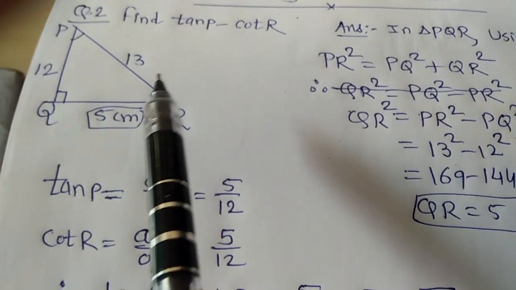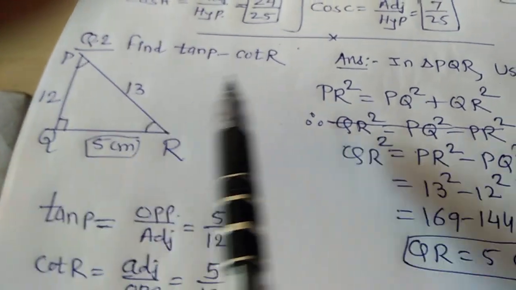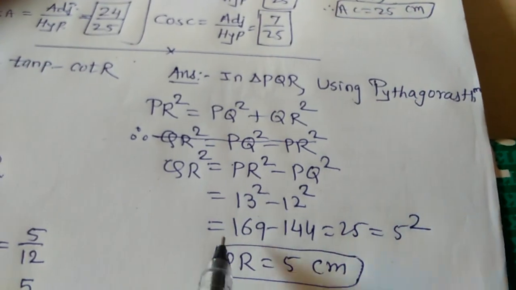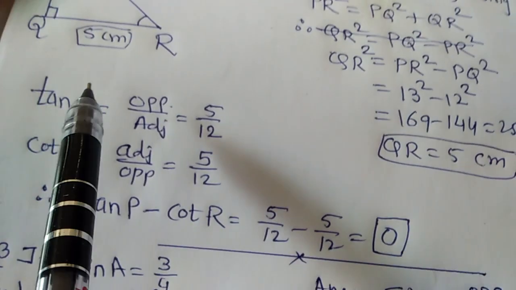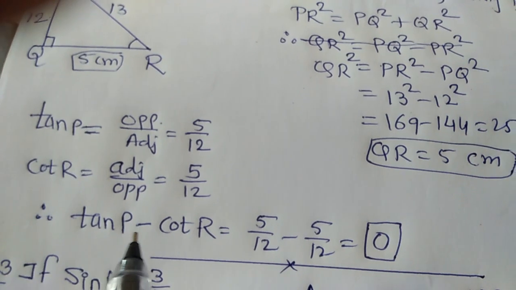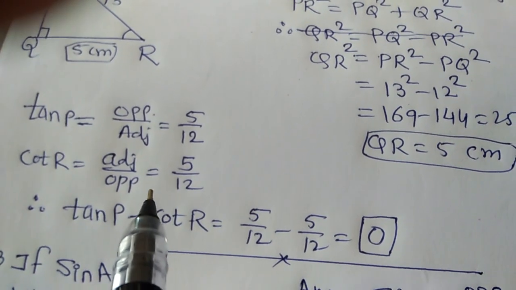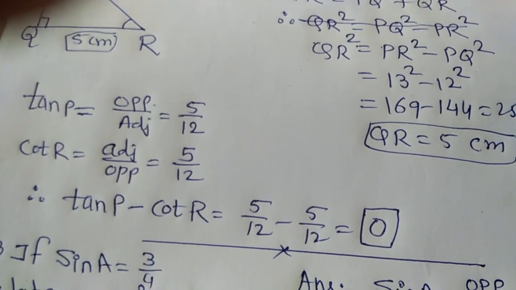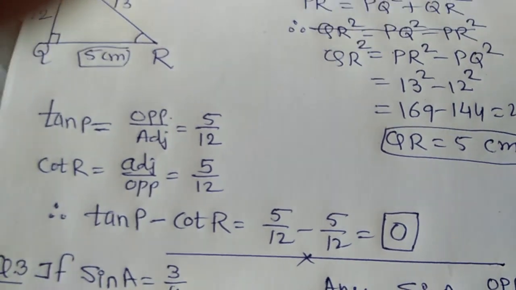See it once again. What we have to do here? Two sides are given. Using Pythagoras theorem, we will find the third side. Whatever the ratios they want, we put the values of the side lengths, and whatever the plus, minus, addition operations are given there, we solve accordingly. In this way, the second question is over.